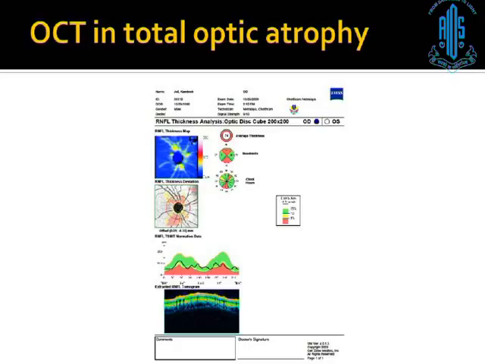This is in a total optic atrophy. The patient has no PL. So the glial tissue can be picked up as an RNFL. That you have to keep in your mind. You can see that there are lots of healthy looking nerve fiber bundles, but it is not the healthy looking nerve fiber. This is just the glial tissue picked up as an RNFL.